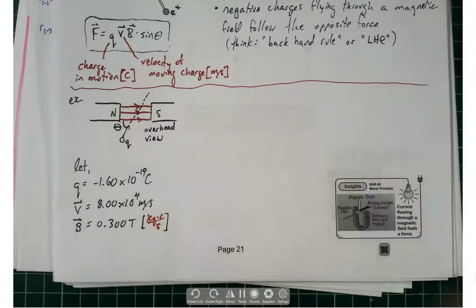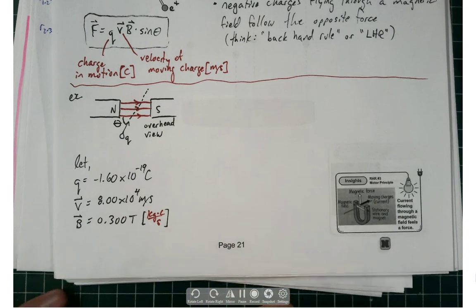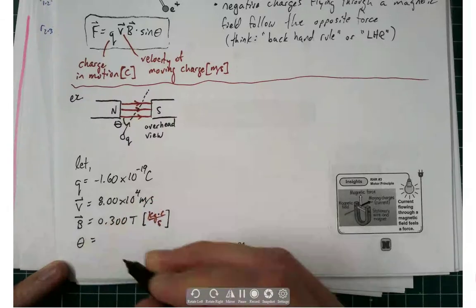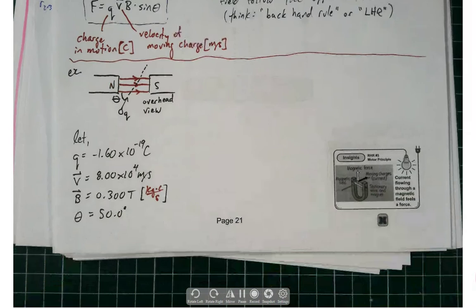But typically, people will just write it as Tesla. But just so that you know what's hiding underneath the hood of a Tesla, I guess that sounds like something that's like a car reference. But anyway, theta is equal to 50.0 degrees. Charles Auguste de Coulomb is hiding under the hood of every Tesla. There you go.